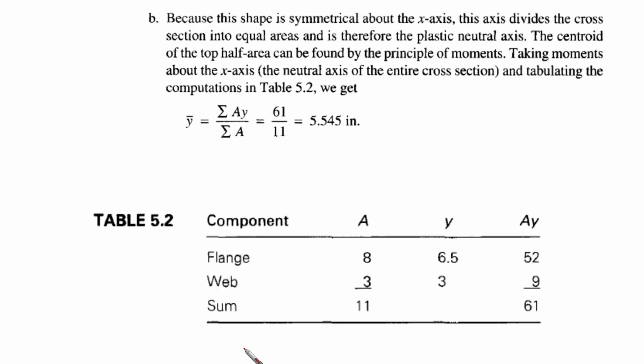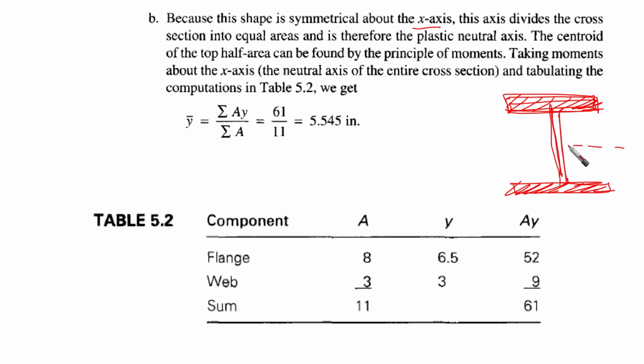Okay, now let's go to the second part. We want to do the same, but for the plastic moment. Because the shape is symmetric about the x-axis, as we said, for the plastic section modulus we're talking about areas that are going to be the same. So this is x here, the area is going to be the same. This axis divides the cross section into equal areas and is therefore the plastic neutral axis. We call it the plastic neutral axis.